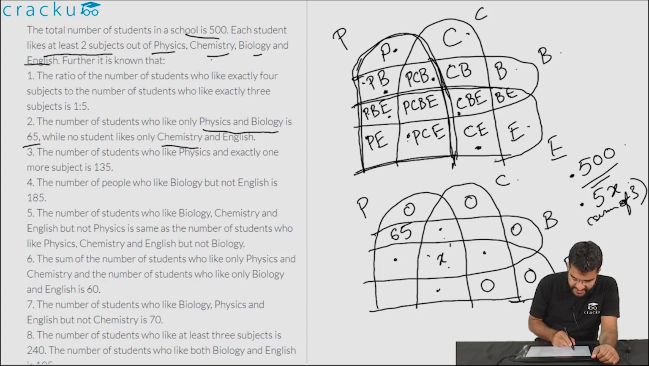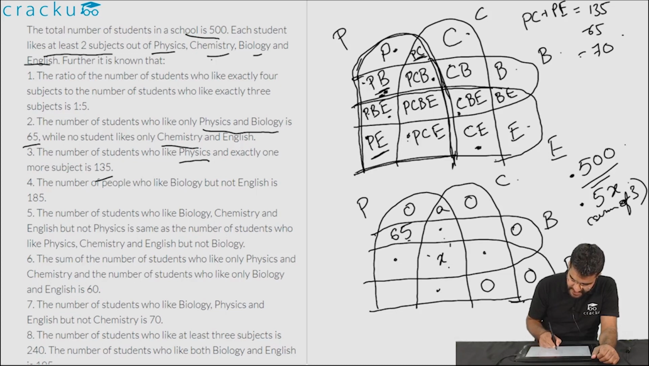The number of students who like physics and exactly one more subject is 135. The number of students who like physics and exactly one more subject, this is PC, will be PB, PC and PE. The sum of these three is 135. We know that PB is already given as 65. So the sum of PC plus PE will equal 135 minus 65, which is equal to 70. So if we assume that PC is equal to A, PE will be 70 minus A.